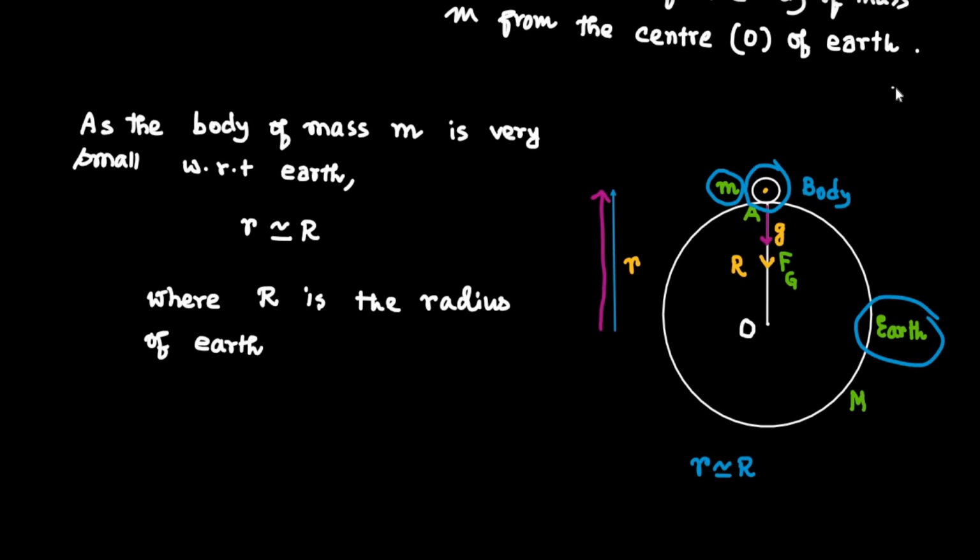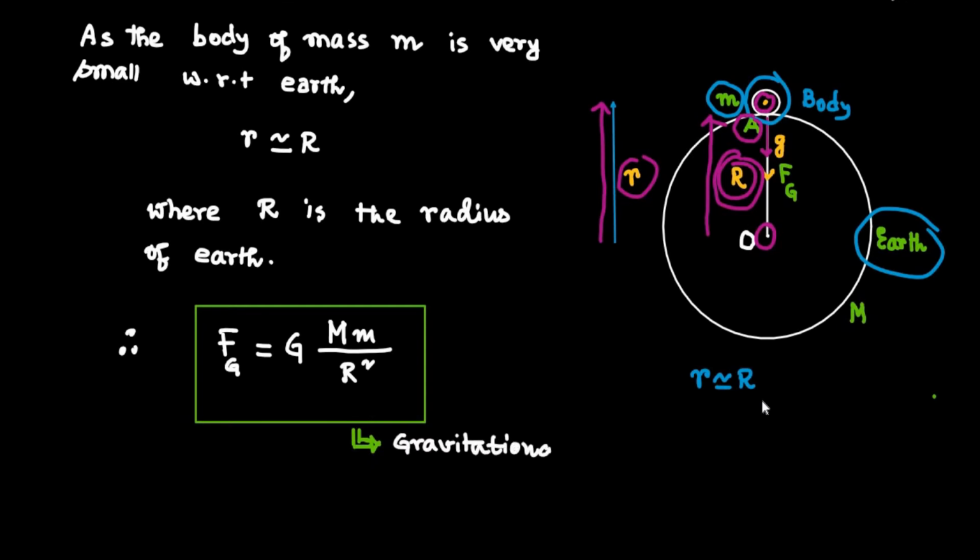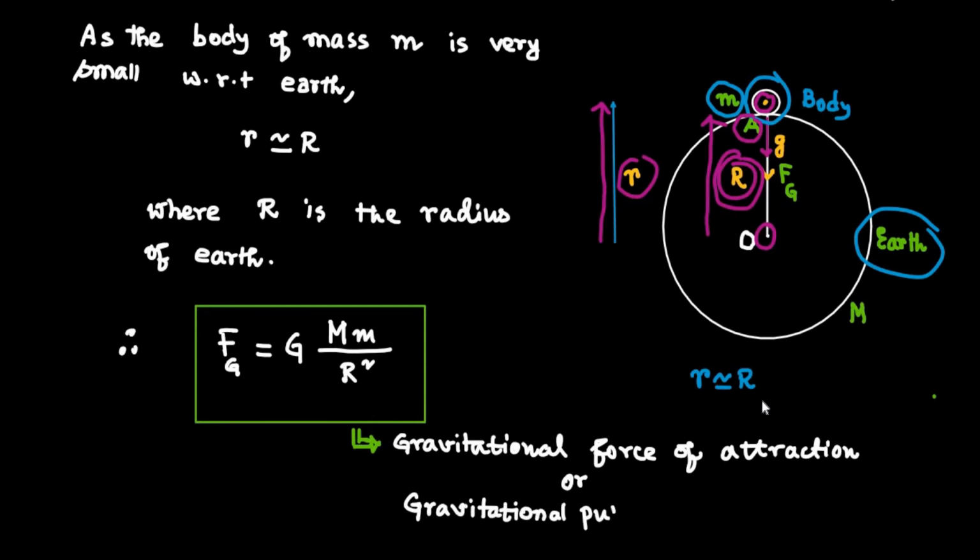Assuming small r as equal to capital R, replacing small r by capital R, we get Fg equals G capital M small m by capital R square, which is the expression of the gravitational force of attraction, or gravitational pull, experienced by the body of mass small m.